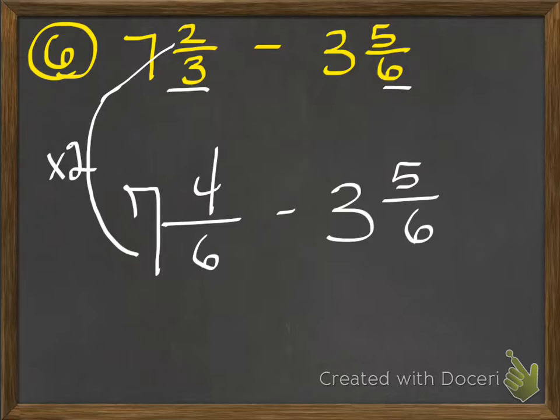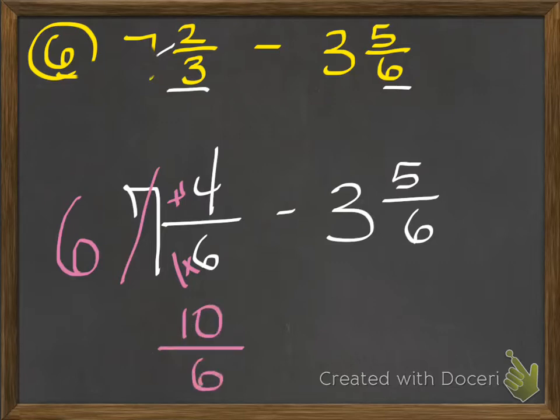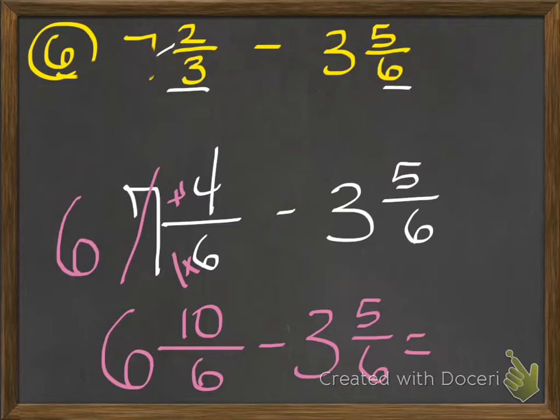Okay, so now I have the same problem I just had. I have 7 and 4/6 minus 3 and 5/6, and 4 can't subtract 5. So I'm going to take away one of my whole numbers, and I'm going to take 1 times 6. 1 times 6 is 6, plus 4 equals 10. 10/6. So now I have 6 and 10/6 minus 3 and 5/6. Okay, do the fractional part first. 10/6 minus 5/6 is 5/6. And then 6 minus 3 is 3.